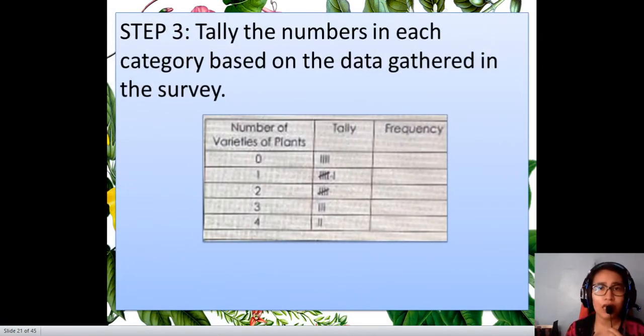For step 3, tally the numbers in each category based on the data gathered in the survey. So here are the results. We already wrote the tallies. For 0, we have 4 sticks. For 1, we have 6 sticks. For 2, we have 5 sticks. For 3, we have 3 sticks. And for 4, we have 2 sticks. That's for your step 3.